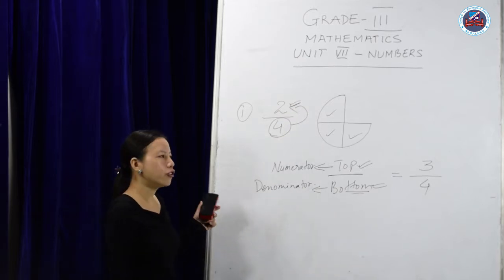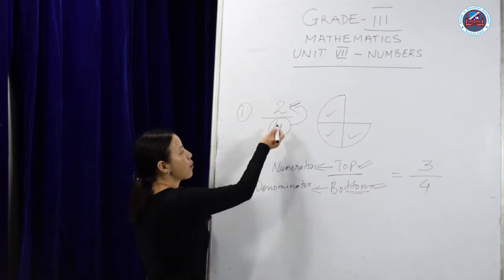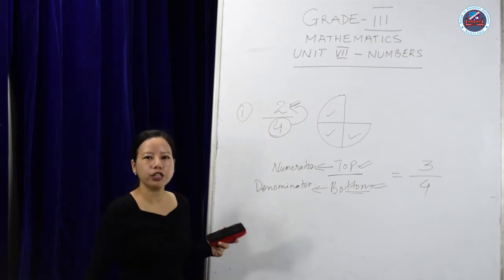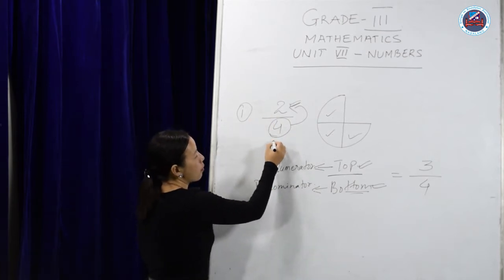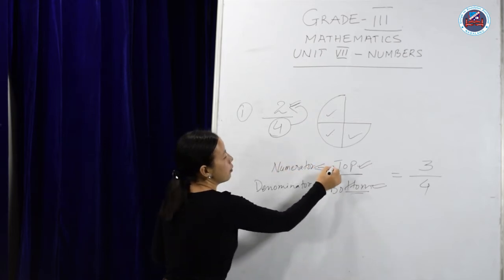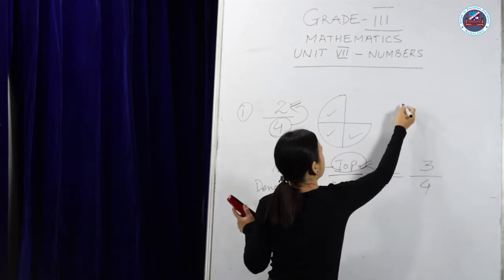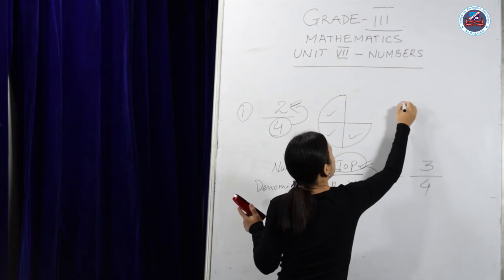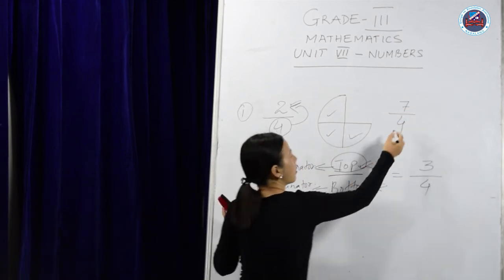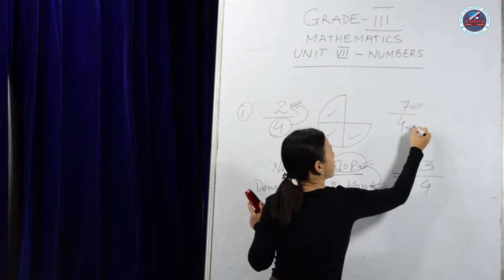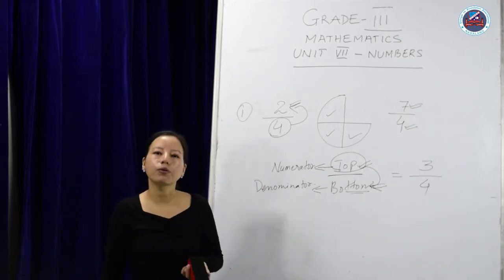Alright, now we will go to improper fraction. Now improper fraction is just opposite to this proper fraction. In improper fraction, the top number will be bigger than the bottom number. For example, I'll take 7 and down as 4. Done? Here the top number is bigger and the down number is smaller, so this type of fraction we call improper fraction.